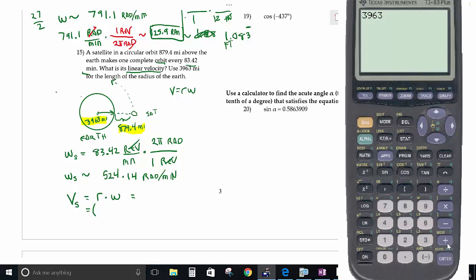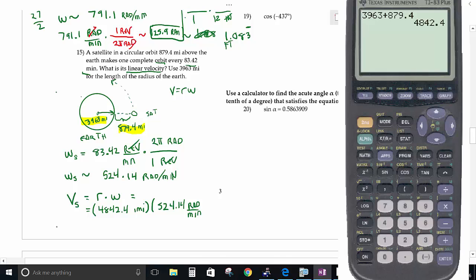3963 plus 879.4. Okay, so we're going to get that grand total now. So that's going to be 4,842.4 miles. Okay, then we're going to multiply that by the angular velocity, which was 524.14 radians per minute. Okay, and our answer is going to be in miles per minute.